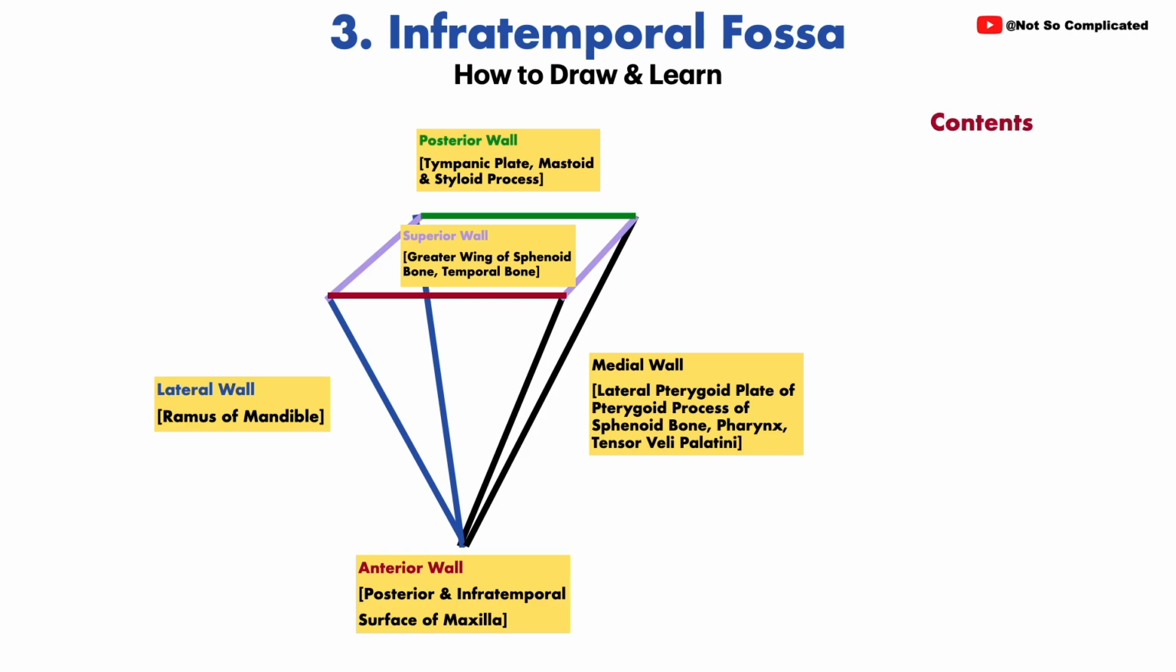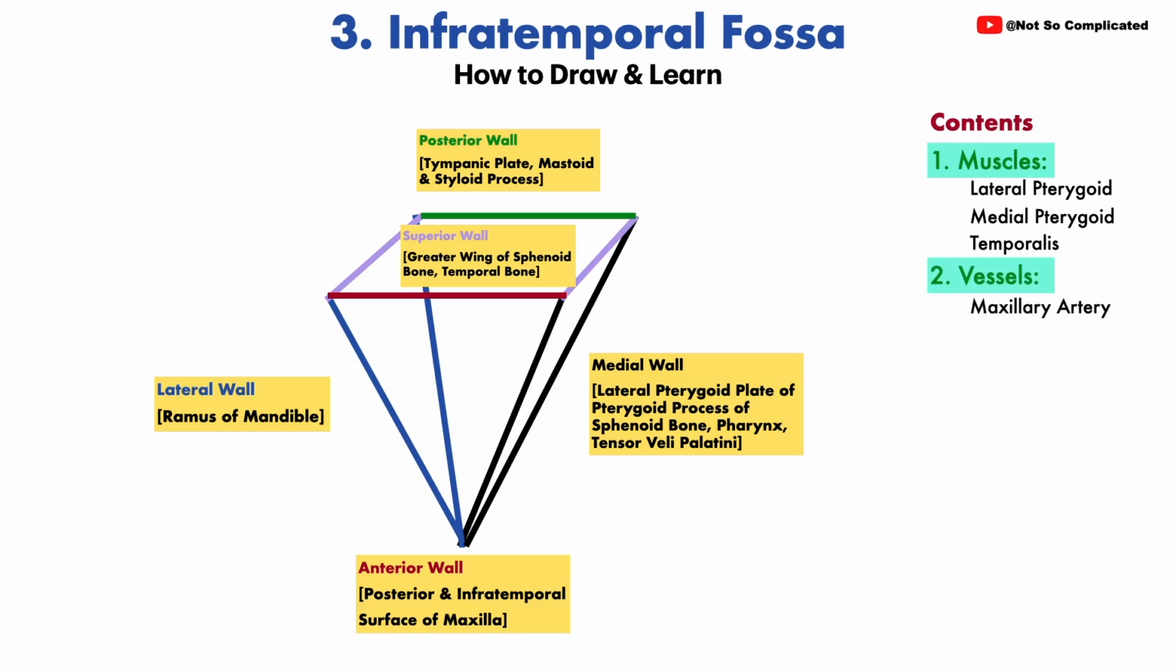This is how the infratemporal fossa is made. Talking about the contents of this fossa, there will be muscles, the muscles of mastication. You can remember them: lateral pterygoid muscle, medial pterygoid muscle, and temporalis muscle. These are the muscles that will be in there, and there will be vessels. These vessels are the maxillary artery.